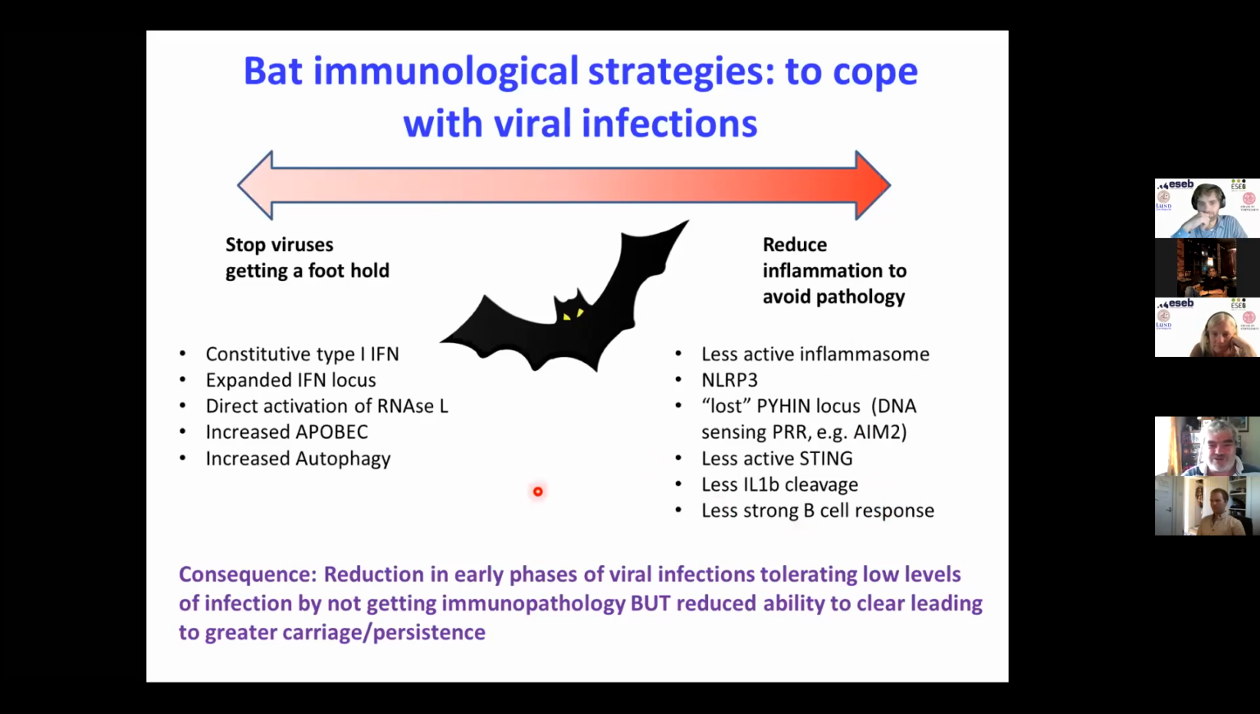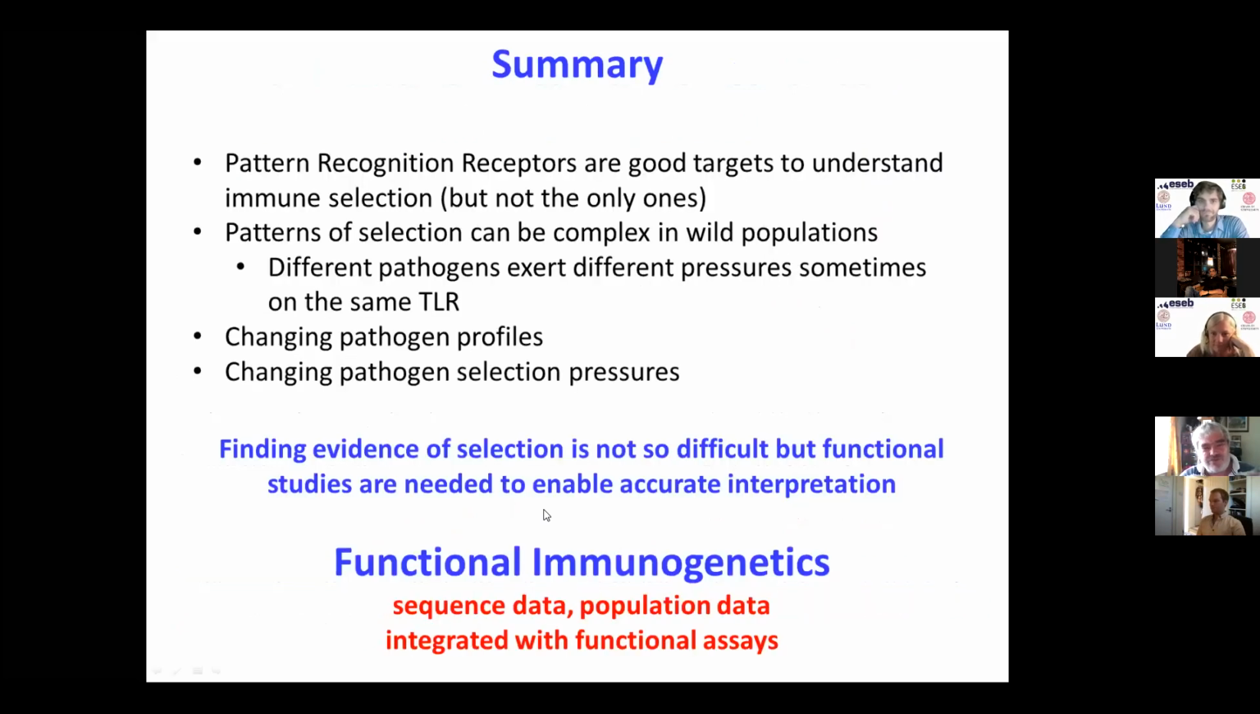So bats seem to have a reduction in the early phases of viral infections. They tolerate low levels of infection by not getting disease or immune pathology, but they have a reduced ability to clear these infections. So that's me taking you through a whistle-stop tour of TLRs and other pattern recognition receptors.